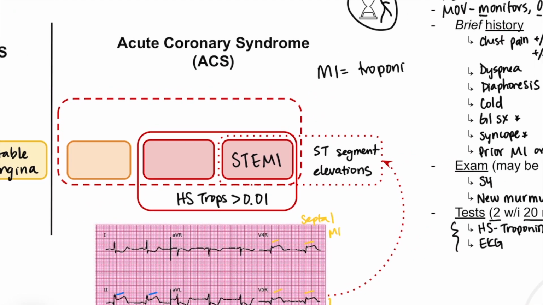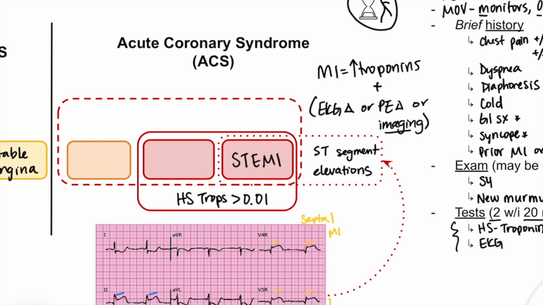equals troponins being elevated plus EKG changes suggestive of MI, or physical exam findings, or imaging changes that show ischemia. We'll skip details about imaging changes since it goes beyond the scope of this talk.